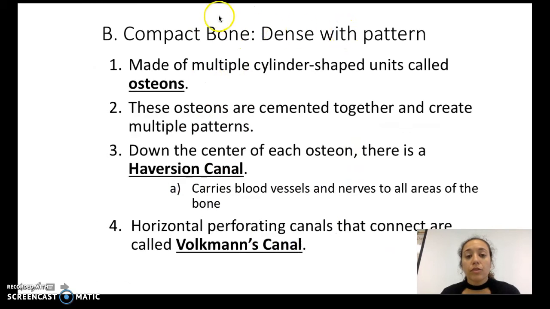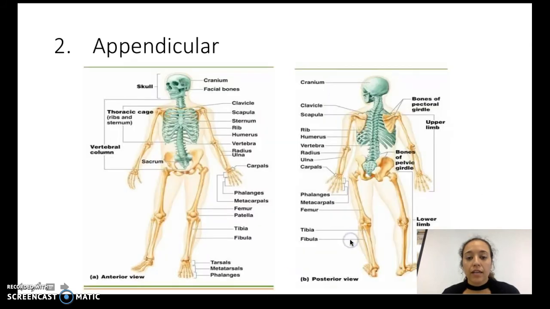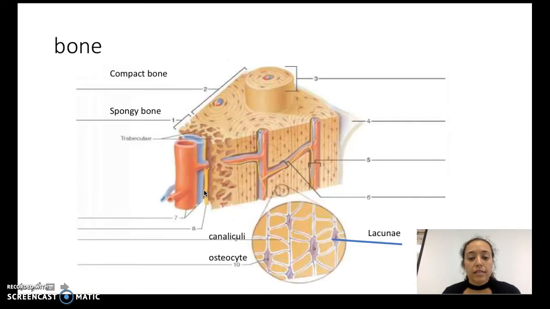So more dense with pattern, compact bone, you have all these osteons in the middle. I already talked about this, but you have your Haversian canal. It carries your blood vessels and nerves. And then the perforating horizontal would be your Volkmann's canal. And I'll kind of go back to this diagram here. I didn't label it, but you have your osteon here. This is called a periosteum. If you don't remember that, that's just the outside of a bone.